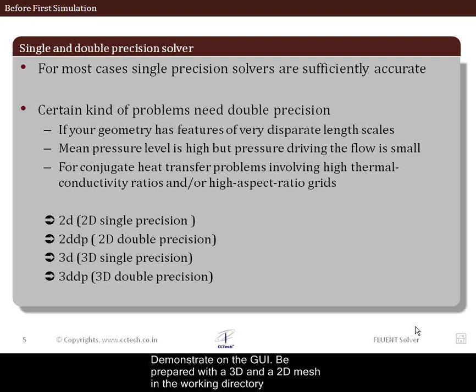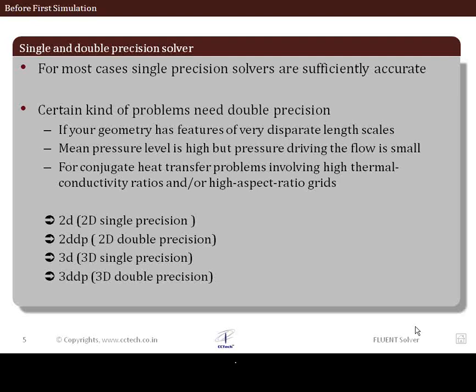In some cases, it can be that the operating pressure is quite high, but the delta P, the pressure difference which is driving the flow, is quite small. This is another example where it might be very useful to use a double precision solver so that the delta P, the pressure driving the flow, doesn't get rounded off. If you remember, we discussed that this is another source of errors, the round-off error done by the computer. So what we are trying to tackle using double precision is that we are increasing the number of locations after the decimal point.